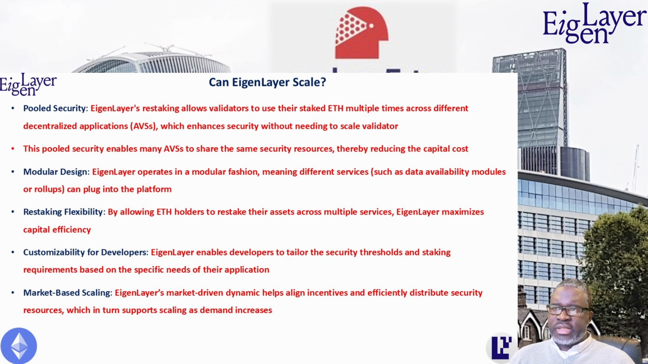We also have modular design, and EigenLayer operates in a modular fashion, meaning different services such as data availability modules or rollups can plug into the platform. Each service can leverage Ethereum's core security without needing to develop its own infrastructure. This design is inherently scalable because it allows various types of decentralized applications to integrate without overburdening the core Ethereum layer. And by allowing ETH holders to restake their assets across multiple services, EigenLayer maximizes capital efficiency, thereby helping the network to scale by securing more applications with the same set of validators.